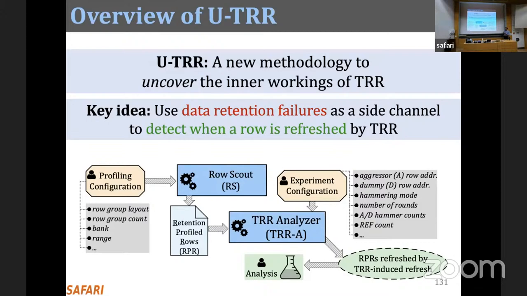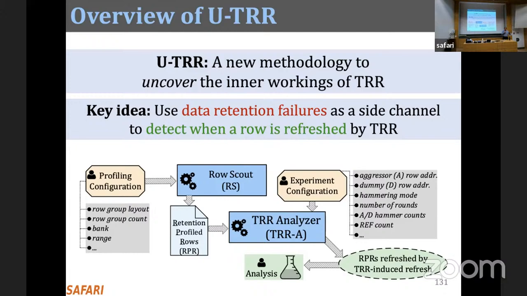Let's see. So the basic idea is to use data retention failures as a side channel to detect when a row is refreshed by the internal DRAM protection mechanism, internal RowHammer protection mechanism. What does this mean? This means that you profile the DRAM retention time of rows. Some rows, you know that they're not going to retain data for long. So they should get a refresh to be able to retain data. Normally they should not get the refresh because we turn off the refresh in our study.